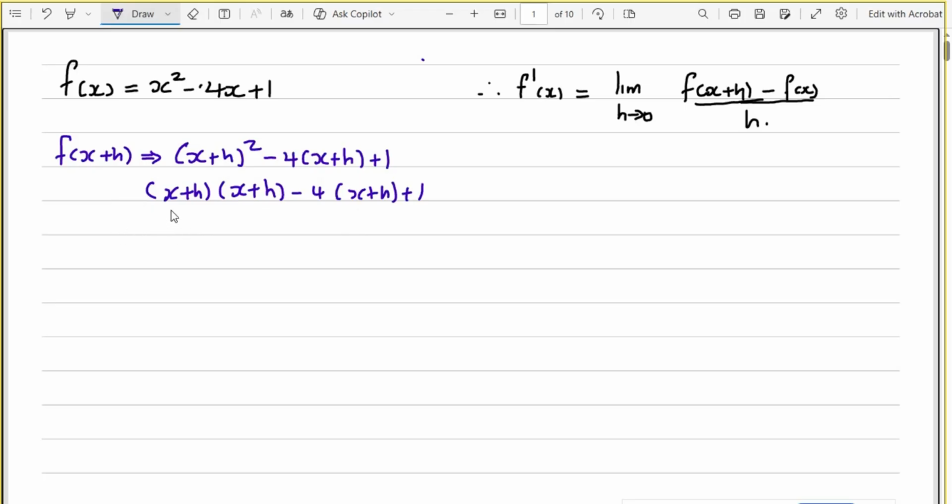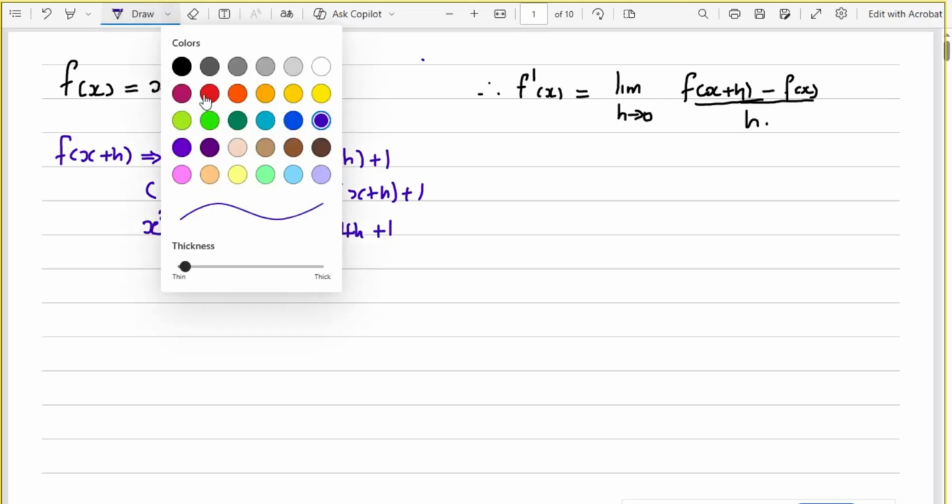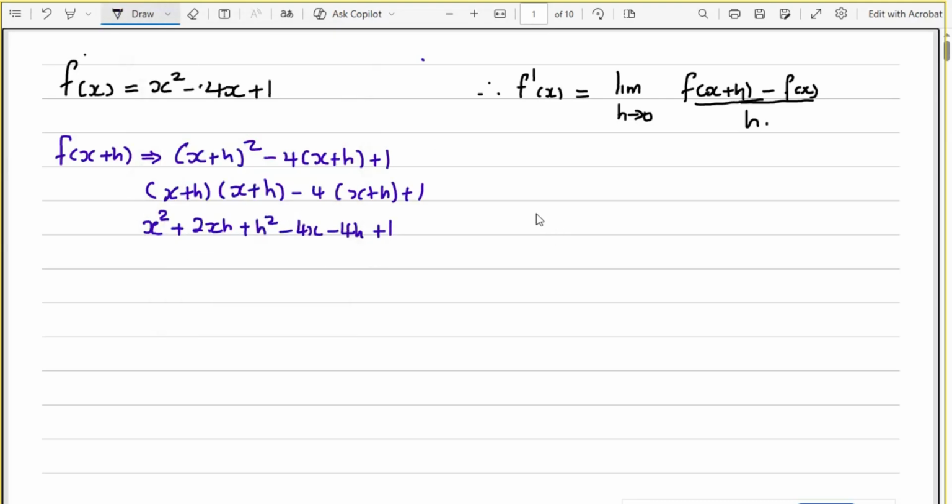Therefore, let's multiply out the bracket. Since we work with (x plus h) squared most of the time, we already know that when we multiply the bracket, this is x squared plus 2xh plus h squared. Then we minus 4x, then minus 4h, then we have plus 1. Are you with me on that? Yes, sir. Can I take this and substitute it on that limit?